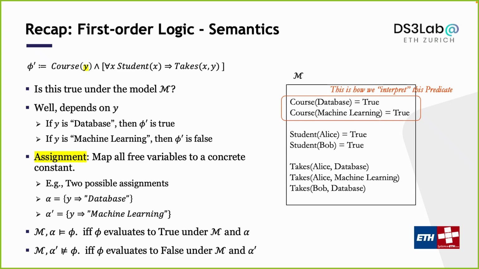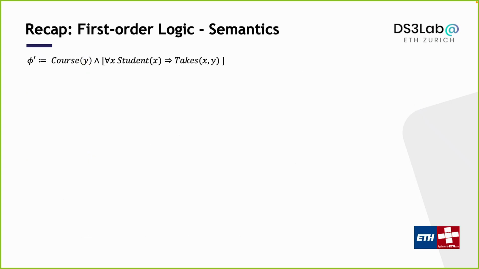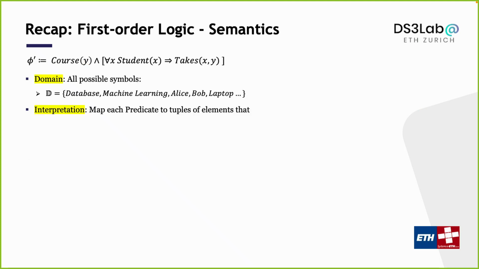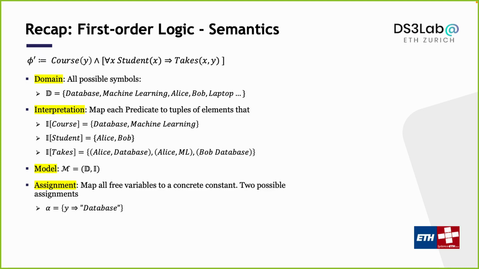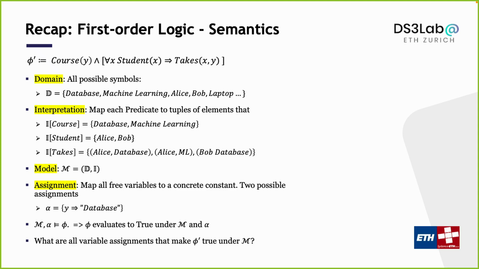Right? So that's pretty much what we need from first-order logic. Okay. So just to recap, this is a logical formula. What do we have in first-order logic? We have the domain, which contains all the symbols. We have the interpretation, which is the collection of things that are true under this predicate. This gives us a model, and we have an assignment, right? And then the formula can be true or false, given a model and assignment.